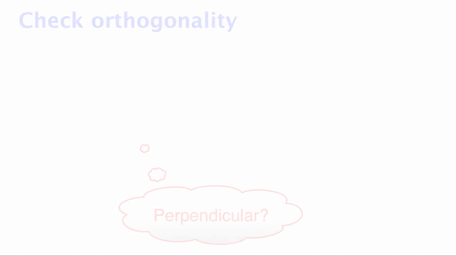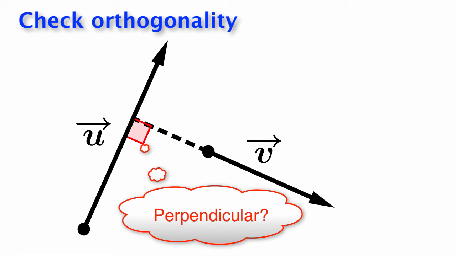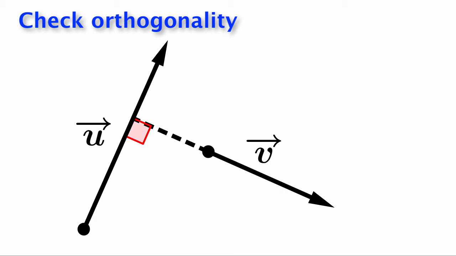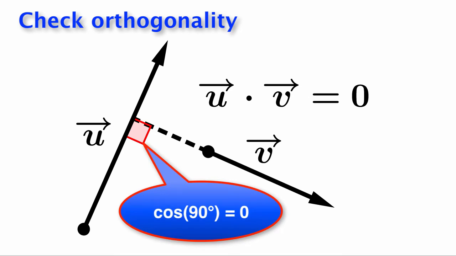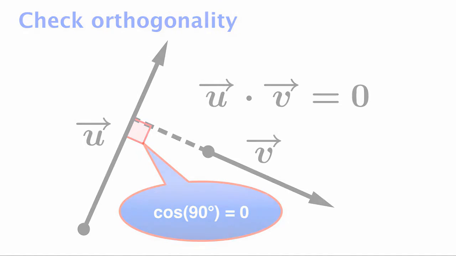There are two typical usages of the dot product. We can use it to verify that two vectors are orthogonal or perpendicular to each other by showing that the dot product between them is 0. This is because the cosine of 90 degrees is 0.